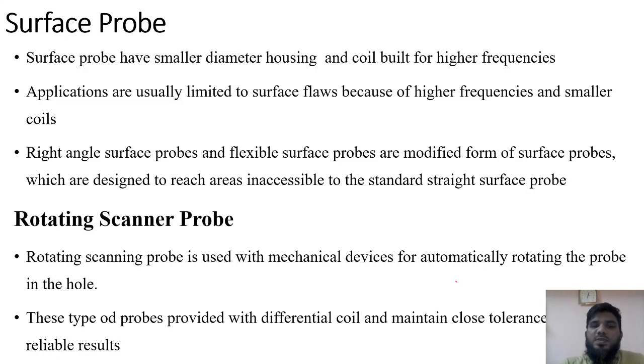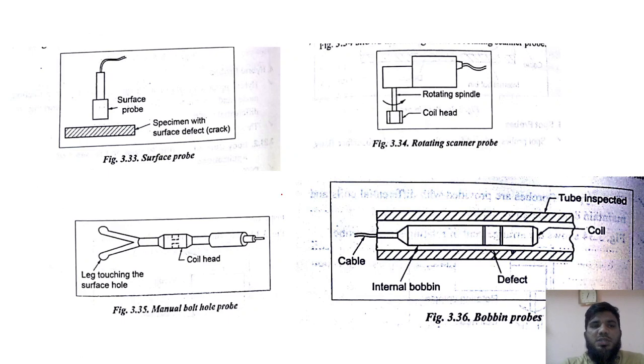The right angle surface probes are flexible. We will show the diagram. Surface probes are modified forms of surface probes which are designed to reach the areas inaccessible to standard straight surface probes. So this is my surface probe.